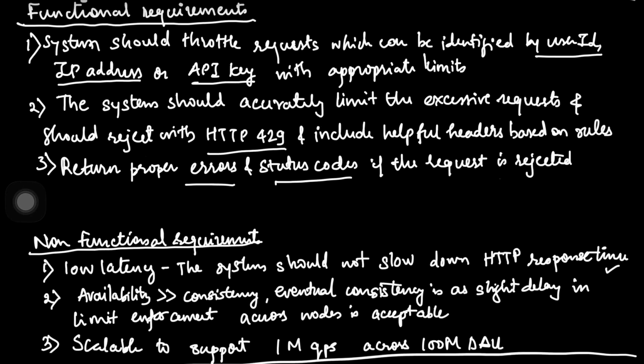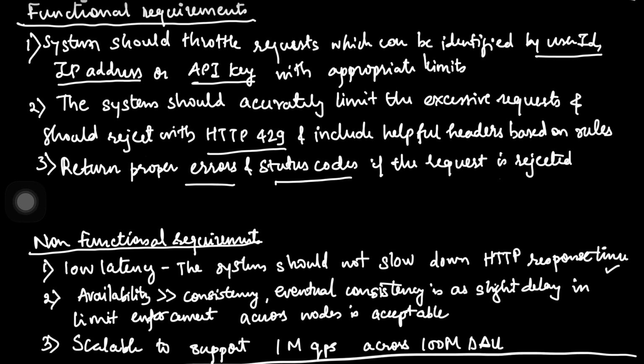Let's jump to the non-functional requirements now, because a rate limiter is only as good as its performance. This is what separates a junior design from a senior one. The number one rule is low latency. The system should not slow down the overall HTTP response time. If our rate limit check takes too long, we are punishing every single good user just to catch a few bad ones.